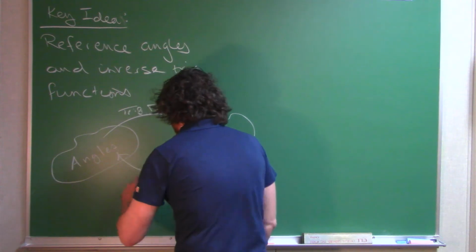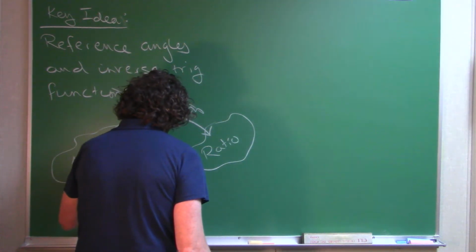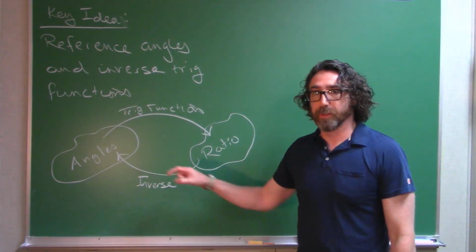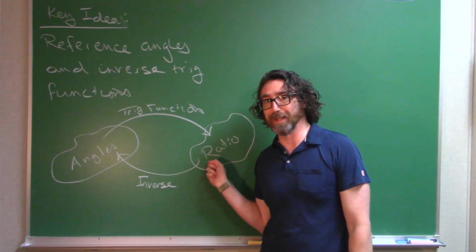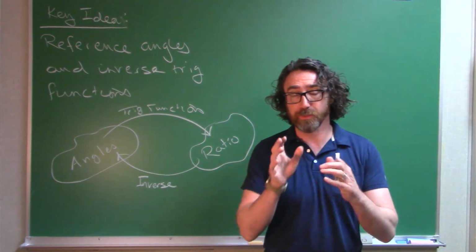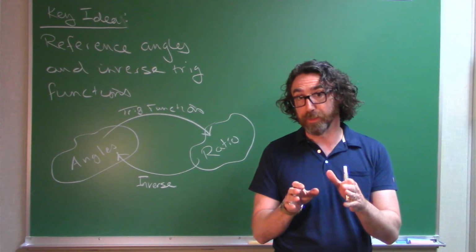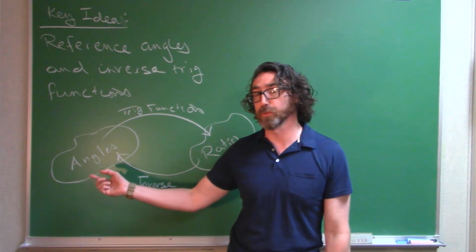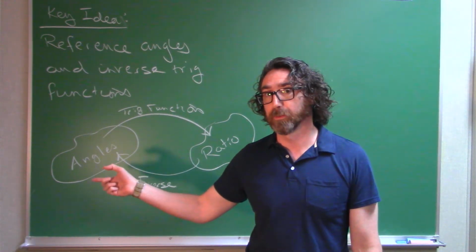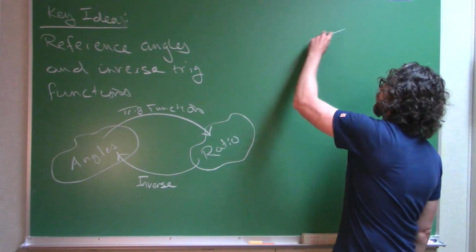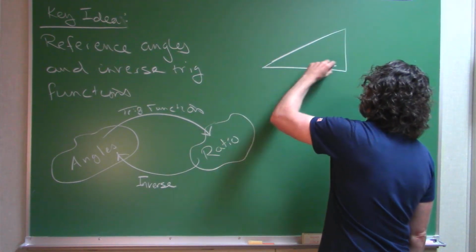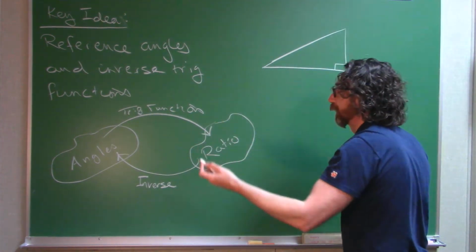The inverse trig functions go backwards. They take the ratio and tell you the angle that produced that ratio. Now we saw the usefulness of these inverse trig functions when we were solving right triangles. Remember, to solve a right triangle, we are supposed to identify all the side lengths and all the angles.